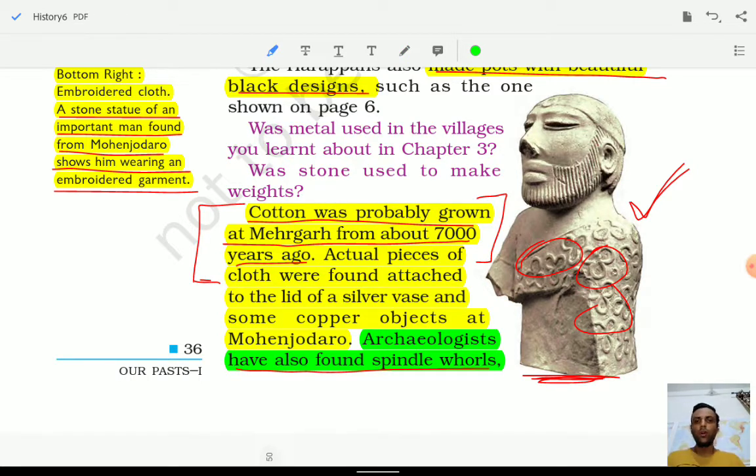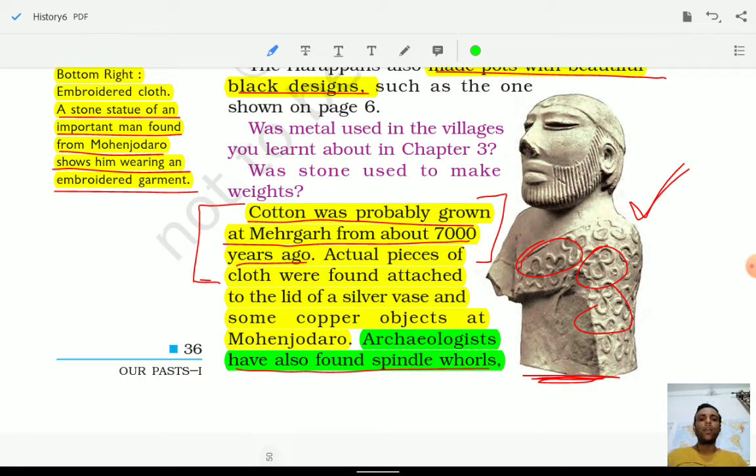So it was somewhere around 7,000 years ago that cotton was grown at Mehergarh. We have already seen Mehergarh earlier in the chapters, right? Actual pieces of cloth were found attached to the lid of a silver vase. So an original piece of cloth was found attached to the lid of a silver vase. And some copper objects have also been found, where?